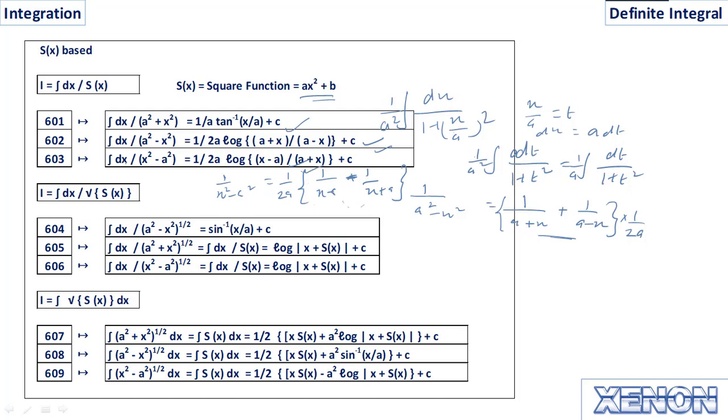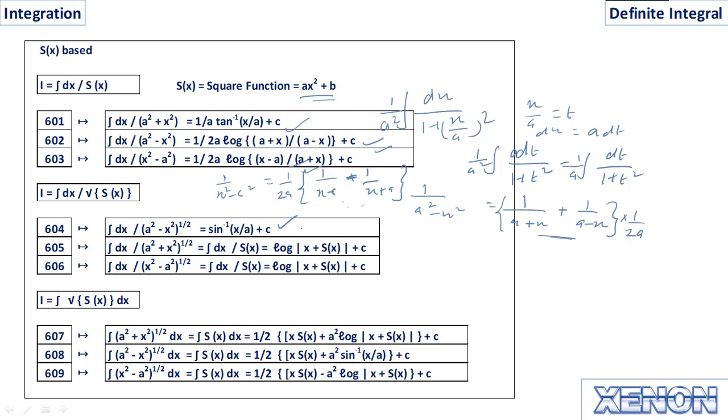Now, integration of the form dx upon square root of S(x). What is S(x)? S(x) is x square plus b. So, integration of 1 upon square root of a square minus x square dx equals sine inverse x upon a, right? How will we be getting this?